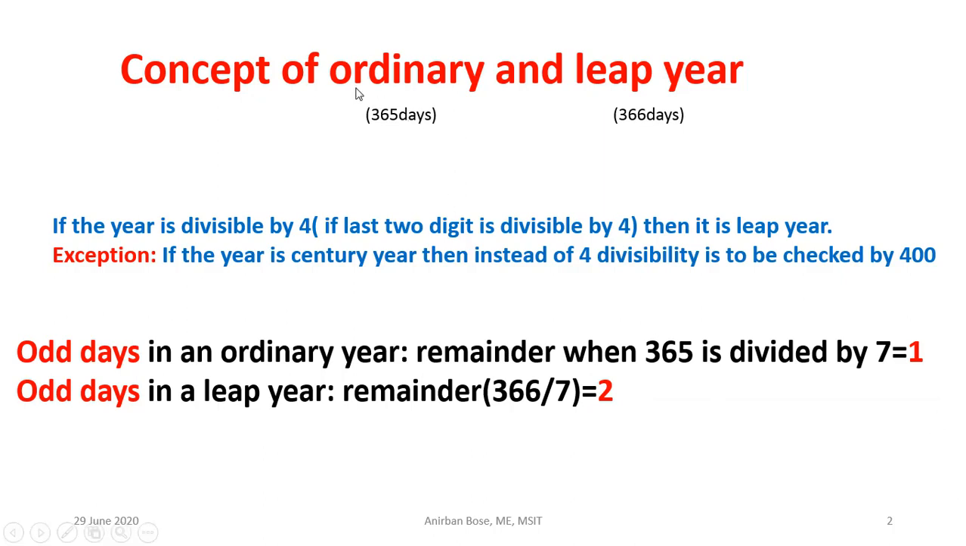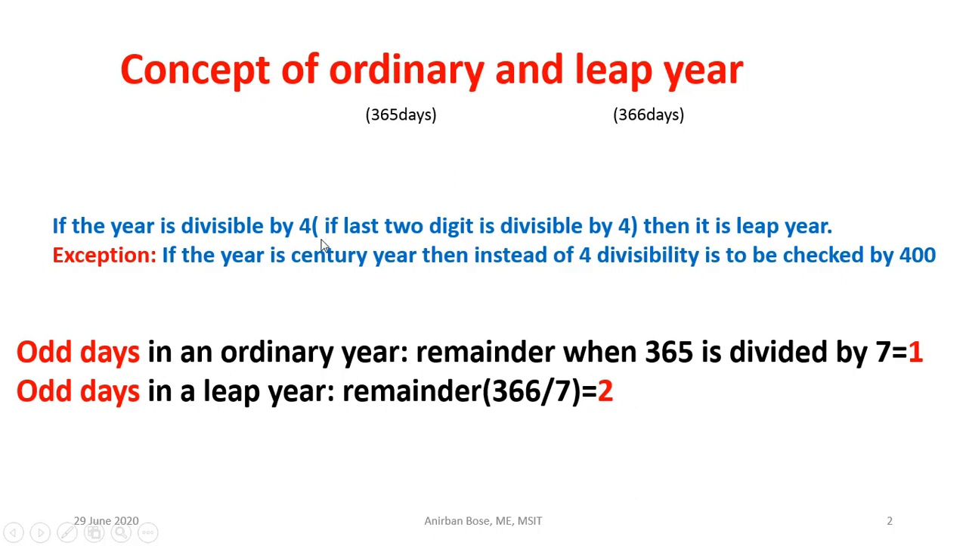We have to know that there are two kinds of years that we already know: ordinary years, which contain basically 365 days, and leap years containing 366 days. Okay, one day more.